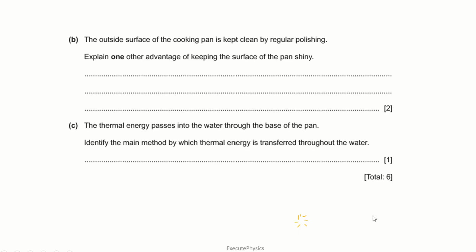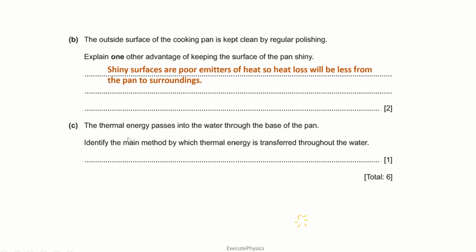Moving to the next part of the question, the outer surface of the cooking pan is kept clean by regular polishing. Explain one other advantage of keeping the surface of the pan shiny. Shiny surfaces are poor emitters of heat, so the heat will be trapped around that area, keeping the pan hot. So you can write that shiny surfaces are poor emitters of heat, so heat loss will be less from the pan to the surroundings. It's a 2-mark question, so you can mention 2 points. One is about the poor emitter. Because of the poor emission, heat loss will be less.